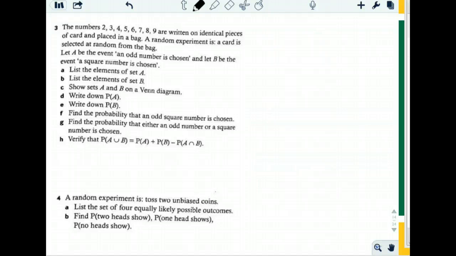The elements 2, 3, 4, 5, 6, 7, 8, 9 are written on identical pieces of card placed in a bag. Random experiment is a card is drawn from the bag at random.